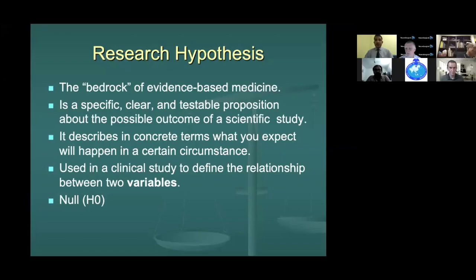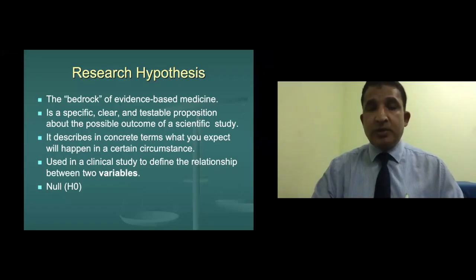It is used in a clinical study to define the relationship between two variables. Usually one variable will be the independent variable and one variable will be the dependent variable. The classical way of describing hypotheses is that we don't want to be committed beforehand. We all know that there is a difference between sun and moon, but in terms of stating a hypothesis, we say that there is no difference between sun and moon. That is called the null hypothesis. There is no difference between the current treatment and the proposed new treatment. That will be the null hypothesis.